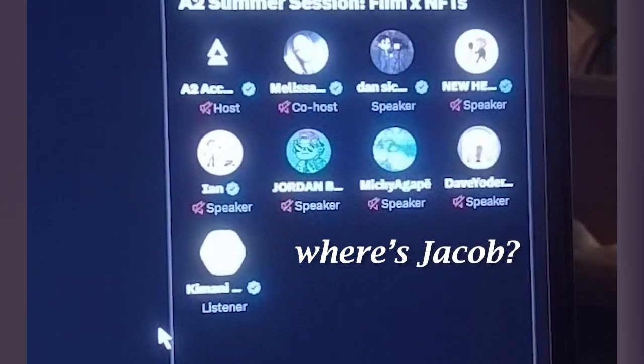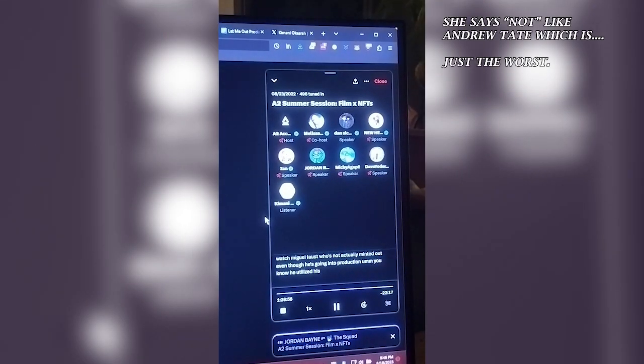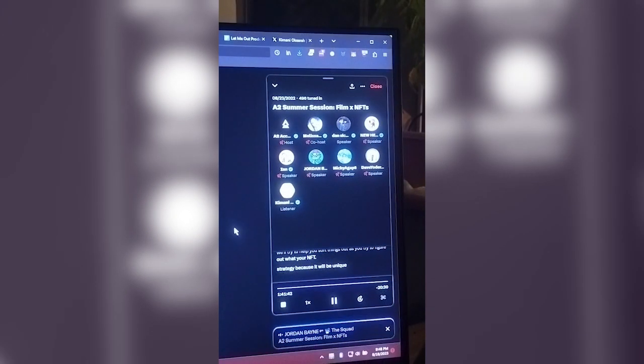She had a lot of support. And what I mean by that is community. So one of the things that I say often, especially, I watch Miguel Faust, who's not actually minted out, even though he's going into production, as you try to figure out what your NFT strategy, because it'll be unique to you, will be.